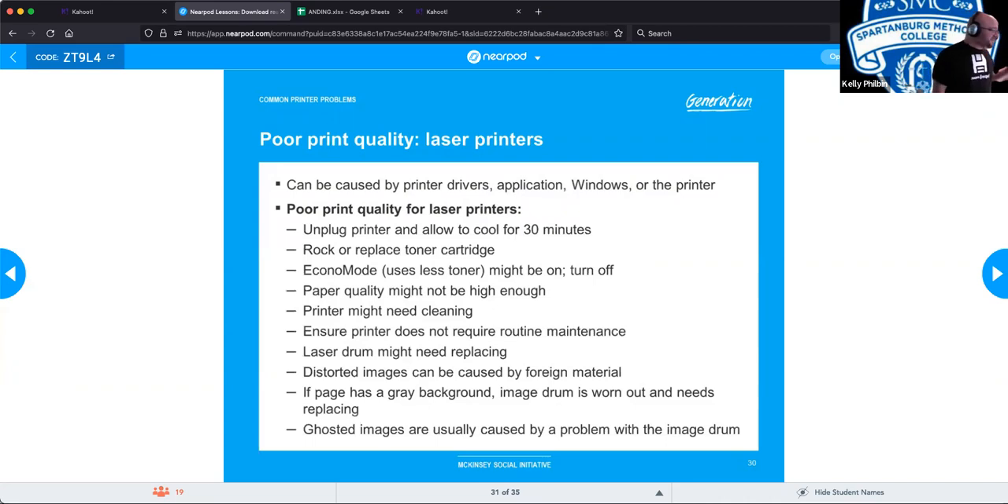All right. The page has a gray background on it. The image drum itself is worn out. It's not creating such a difference in the charging, causing more toner to adhere to it, and it will need to be replaced. Yes, Karen.